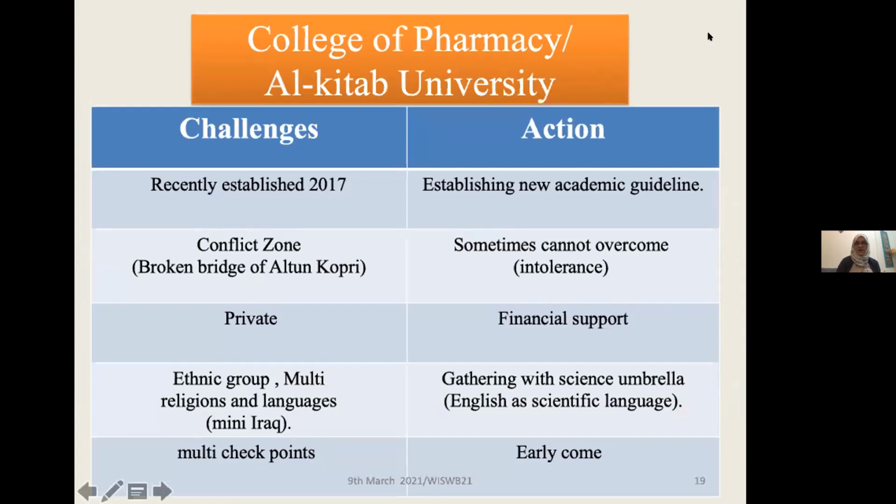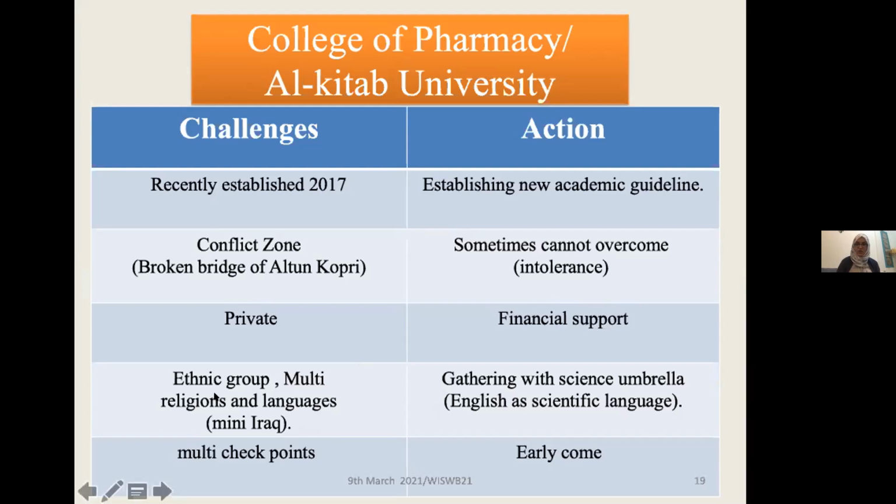Again, the challenges and the actions to be taken. A challenge was that this was a recently established College of Pharmacy, meaning we had to establish a new academic guideline. As I mentioned, it was a conflict zone. We had a lot of obstacles, mainly the broken bridge of Altun Kupri, which sometimes could not be crossed. It was an intolerable situation. As you know, it is a private, not public, university, meaning limited financial support.